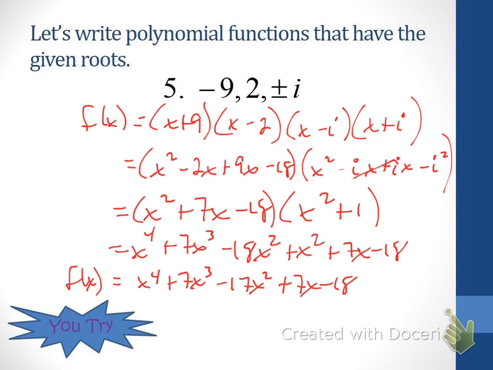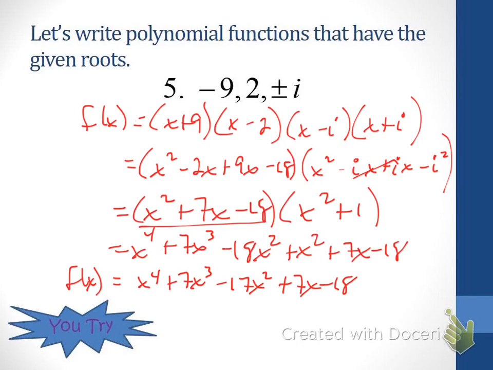Okay, so did you get x to the 4th plus 7x to the 3rd minus 17x squared plus 7x minus 18? Okay, if not, go through the work here. When you distribute, first of all, what are your factors? x plus 9, x minus 2, x minus i, x plus i. And then when you distributed the x plus 9 times the x minus 2, you should have gotten x squared plus 7x minus 18.